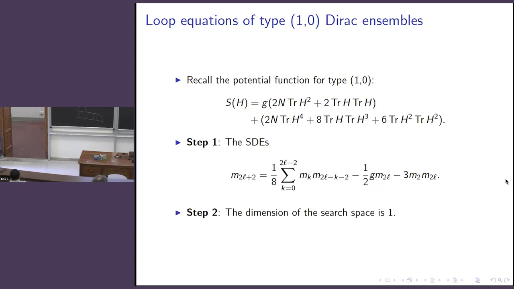And in this case, we can show that actually everything just depends on M2. All higher moments can be computed from M2. So if you know M2, you know everything from these relations. However, finding M2 is very hard. Finding M2, the second moment, is tantamount to solving the problem completely.